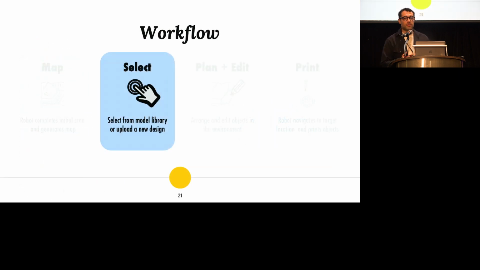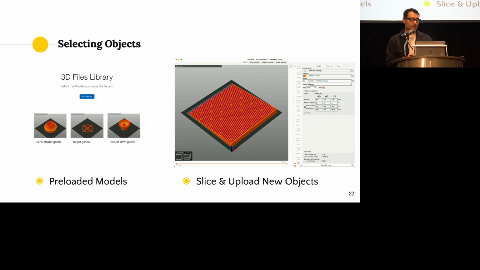Next, critically, obviously, you want to be able to choose the objects you want to augment your space with. For this, we have made a preloaded library with some models that we have printed and used. But we also have machine settings for the slicer that have been optimized for the unique mechanical properties and sensitivities, frankly, of MobiPrint. So users can slice their own models and upload them as well.